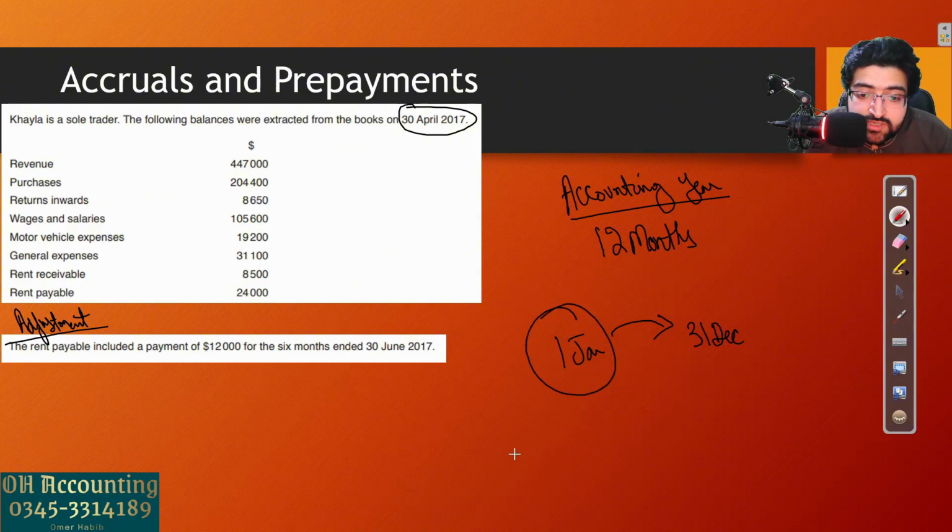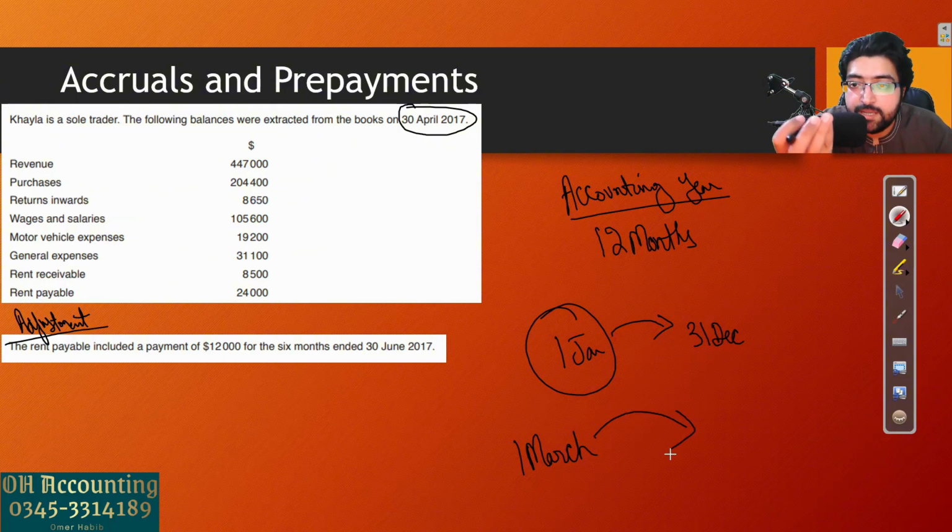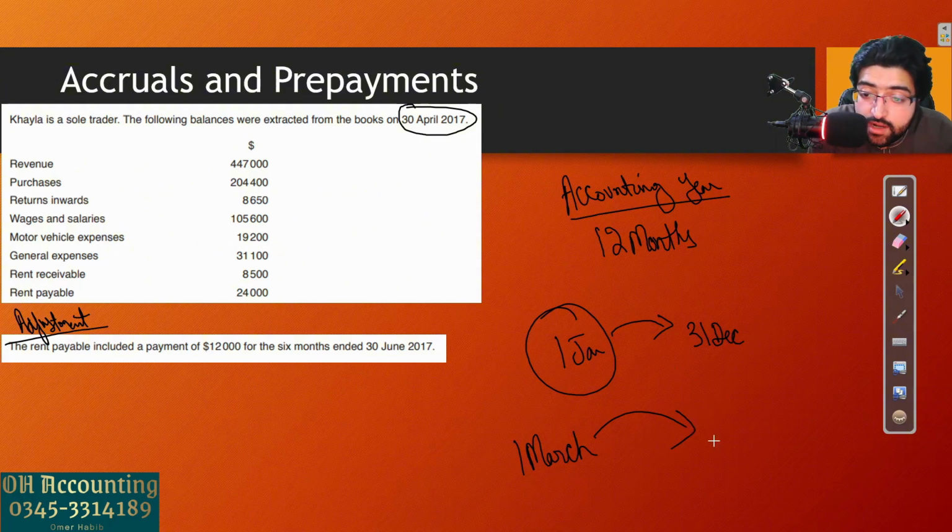So let's suppose you started your business on 1st March. When will your accounting year end in that case? Will it end on 31st December? No. You have to count 12 months. March, April, May, June, July, August, September, October, November, December, Jan, Feb. So your accounting year will end on 28th Feb in that case. So an accounting year can be any 12 months. Okay, remember that.